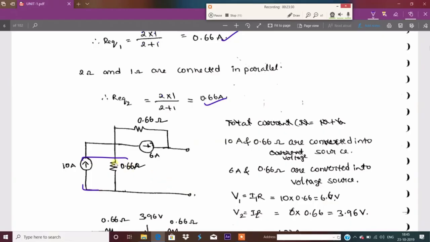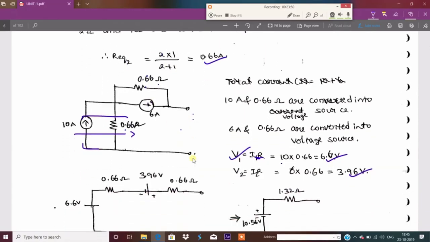You know how to convert this current source into a voltage source. Ohm's law, V is equal to IR. I is 10, 0.6, that is 6.6 volt. VT is equal to I into R, 6 into 0.66, that is 3.96 ohms. You know, I into R.